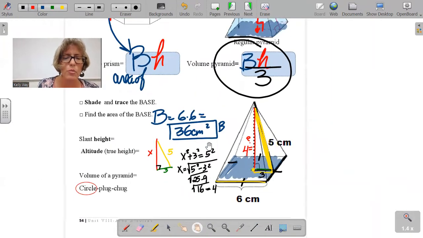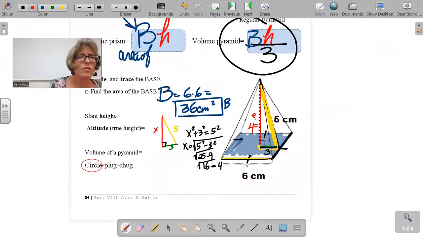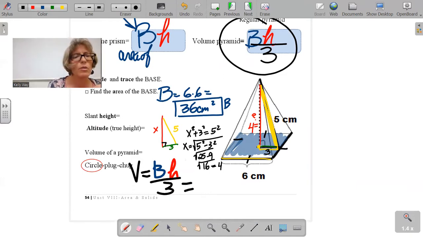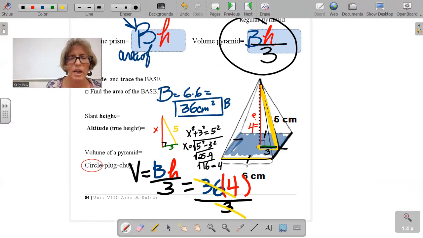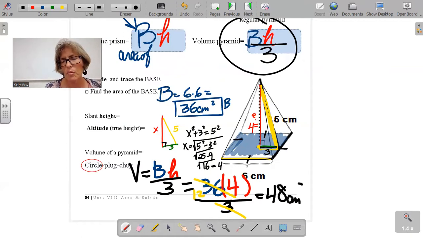Now we have everything we need. Volume is base times height over 3. We have our base. Our base is already 36 centimeters squared. Our height is now times 4 over 3. Key to multiplying is not multiplying, it's factoring. You're going to get 48 cm cubed for our volume.